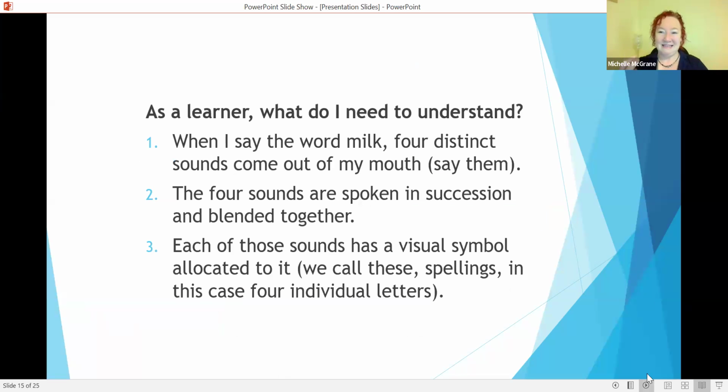So what exactly is it that we need the learner to understand? Number one, when I say a word, and I'm using milk here, the word milk is actually 4 distinct and separate sounds which are coming out of my mouth. M, I, L.